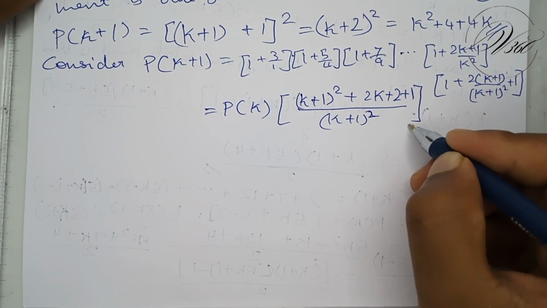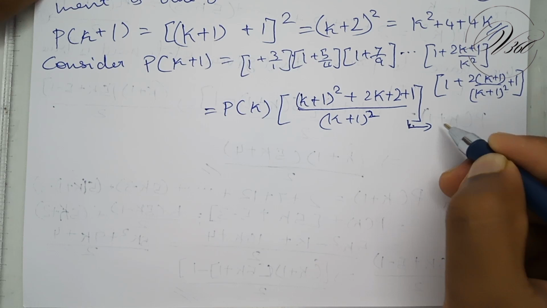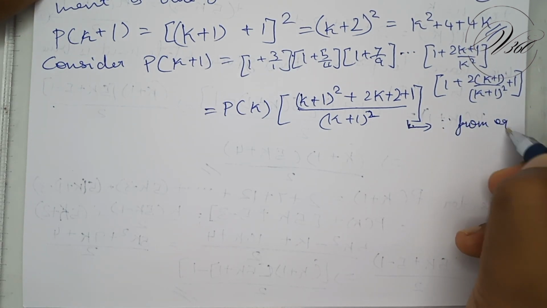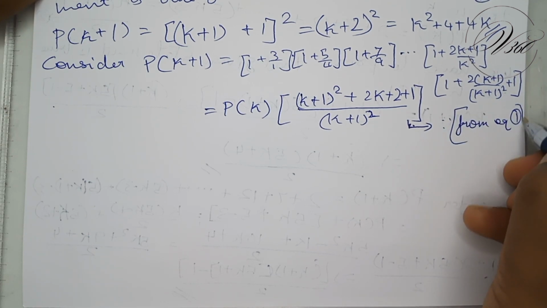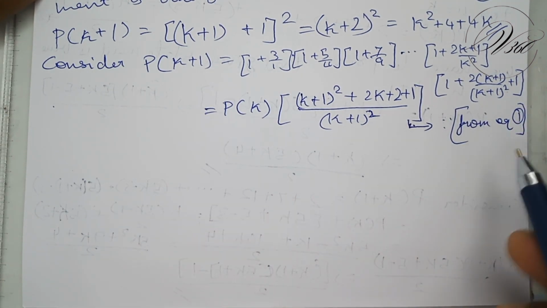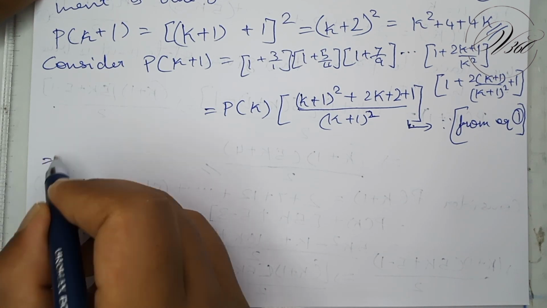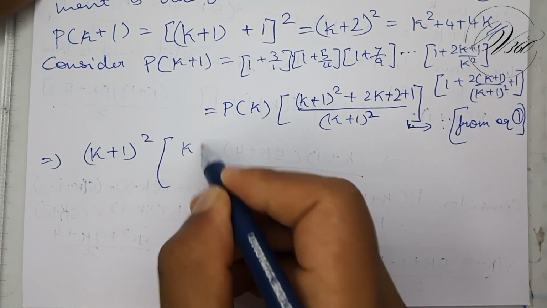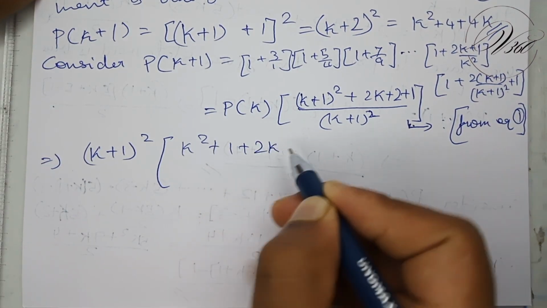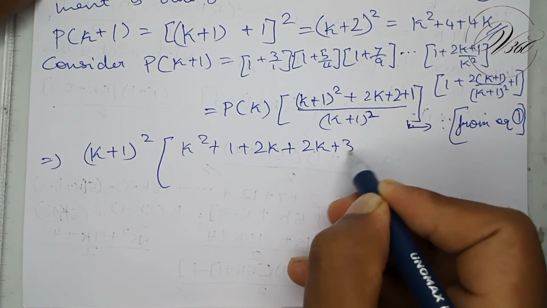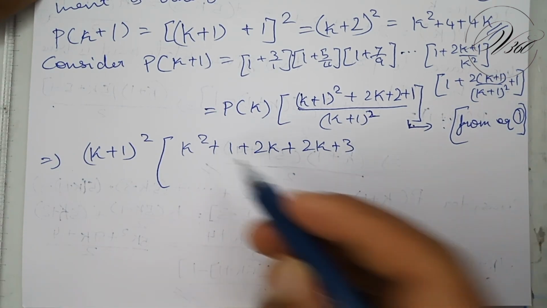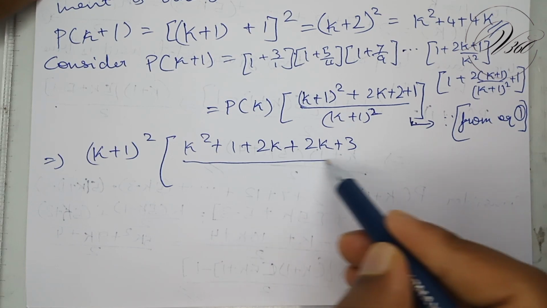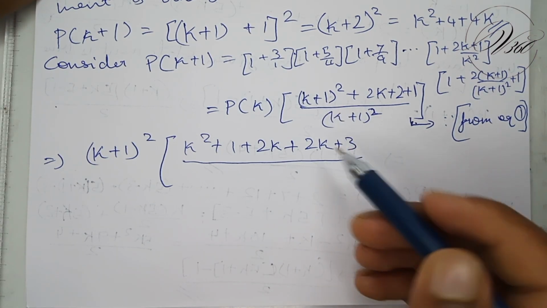This is from equation 1. Okay, we have got this from equation 1. Now (k plus 1) whole square times (k square plus 1 plus 2k plus 2k plus 3). I have divided this, and used the (k plus 1) whole square formula and completed it.